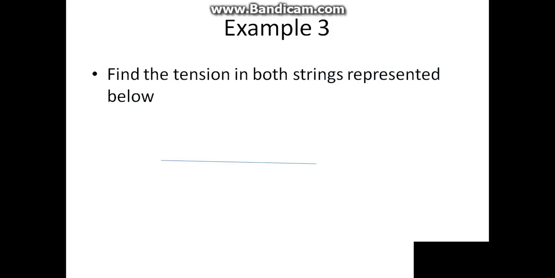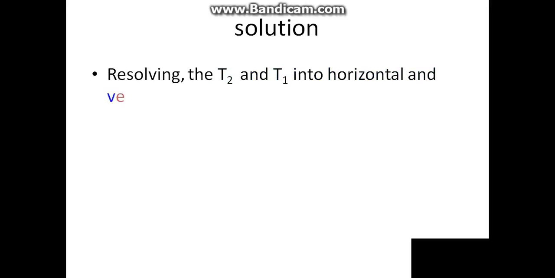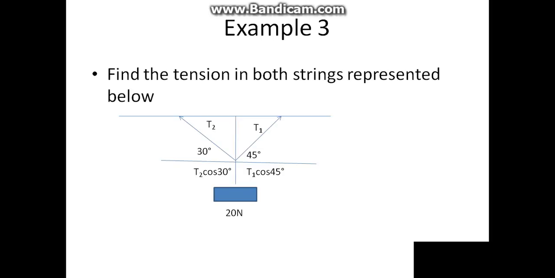Example 3. Find the tension in both strings represented below. The strings are carrying a 20 Newton body, and the string T2 is at an angle of 30 degrees to the horizontal, while the string T1 is at 45 degrees to the horizontal. The horizontal component of the string T2 is T2 cos 30, while the horizontal component of T1 is T1 cos 45.